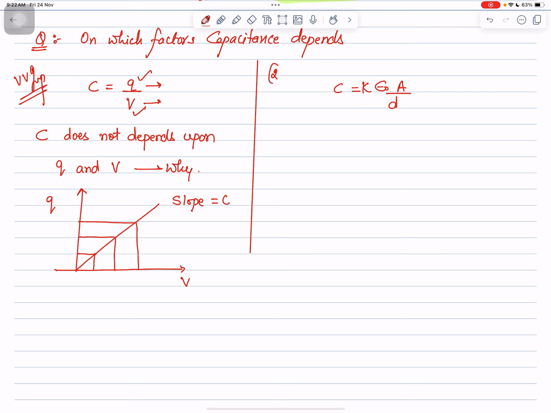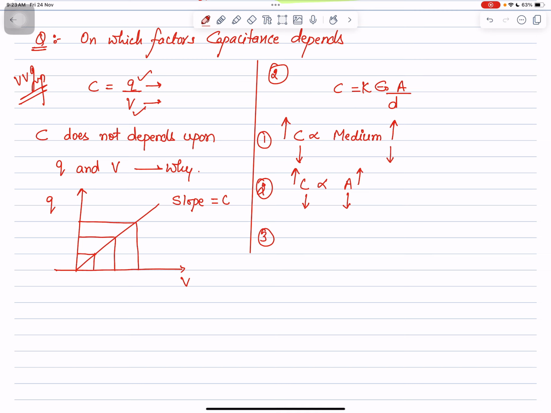Second case, we have C is equal to K times epsilon naught A divided by D. So C is directly proportional to the medium. If the medium increases, capacitance increases. If the medium decreases, capacitance decreases. Clear? Second, C is proportional to area. If the area of the plate increases, capacitance increases. If the area reduces, then the capacitance reduces.